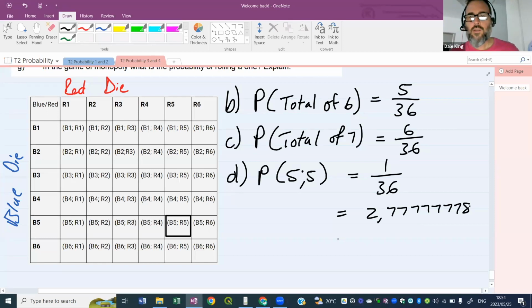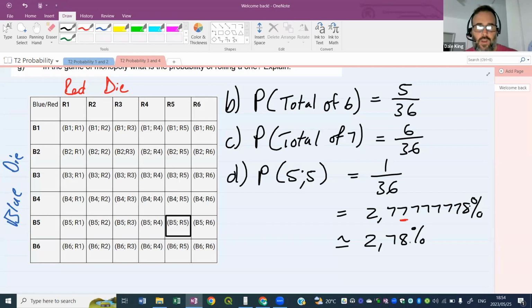What is that as a percentage? Round it off to 2 decimal places. So we have to look for the second decimal. There it is. The 7 is on the second decimal. Will it change? Yes, it will. It'll become 2.78%. So your chance of getting a 5 on a dice is very, very small. Unlikely.